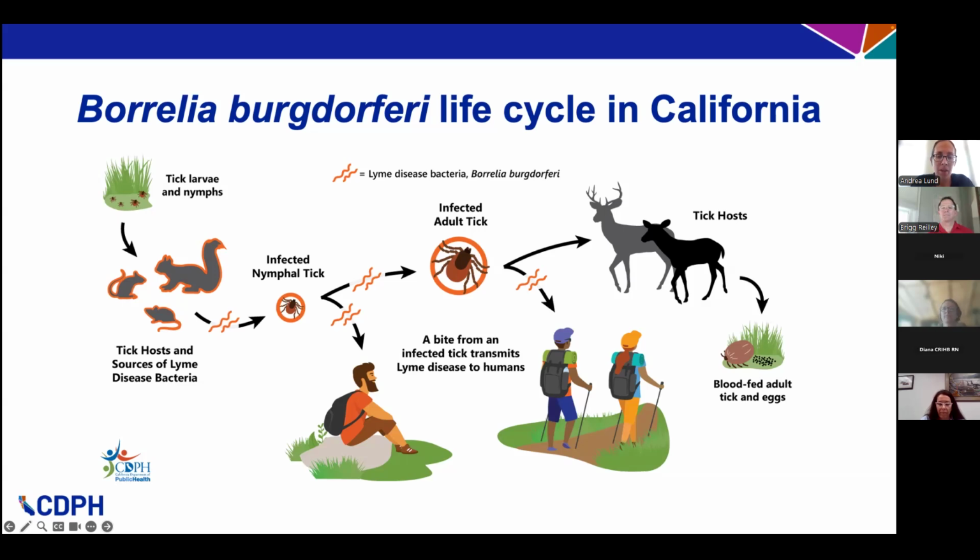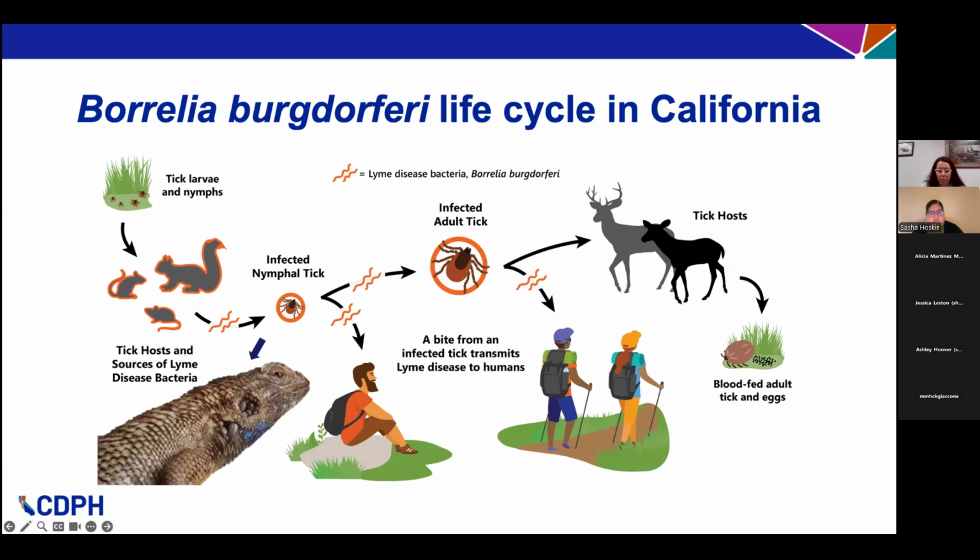Of note, in California, when an infected, actually, can you go to the next slide, please? When an infected tick feeds on a Western fence lizard, a substance in the lizard's blood actually kills the bacteria in that tick. So then that would make that tick uninfected in its next life stage. So that's an interesting element of the ecology of California that keeps our risk relatively low compared to other parts of the US. Next slide.